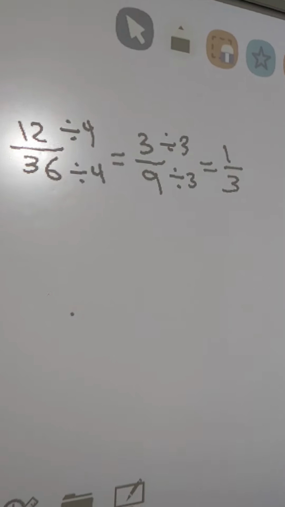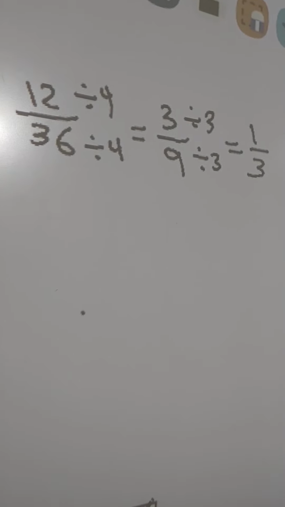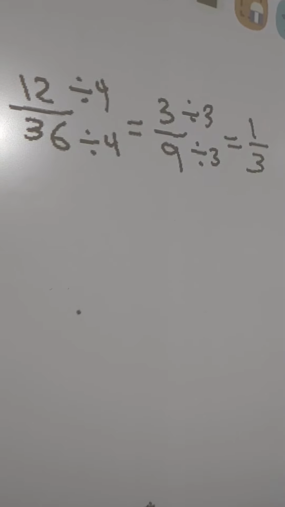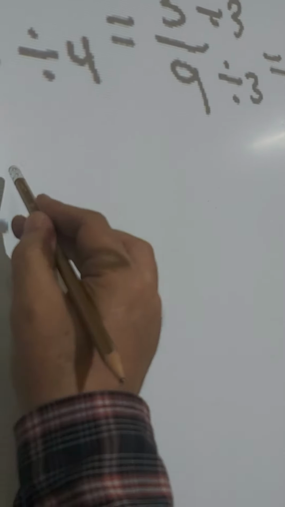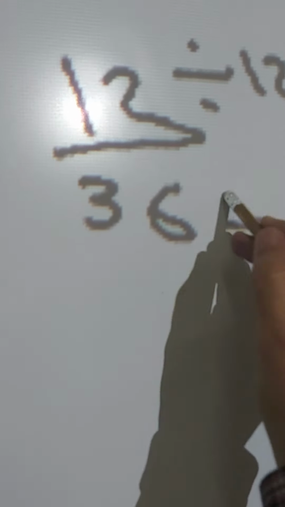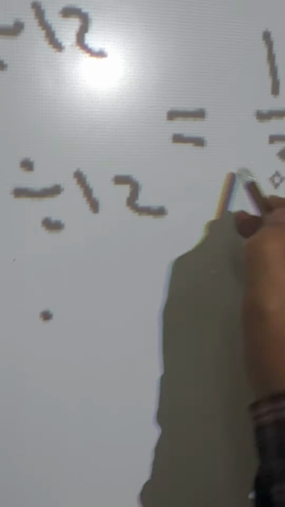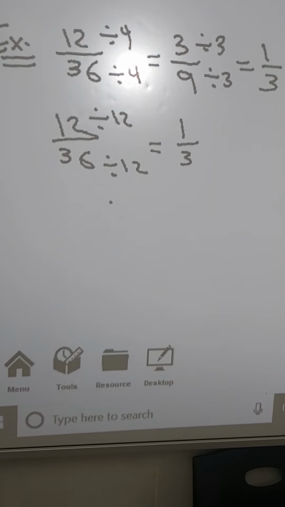So if you know the GCF, which is 12 here, you can divide directly. So for 12 over 36, the GCF of the two numbers is 12, so you divide by 12 directly, and it will be 1 over 3 also. Okay?